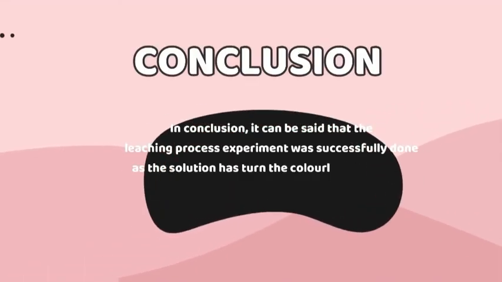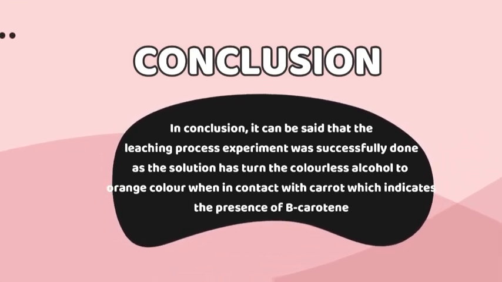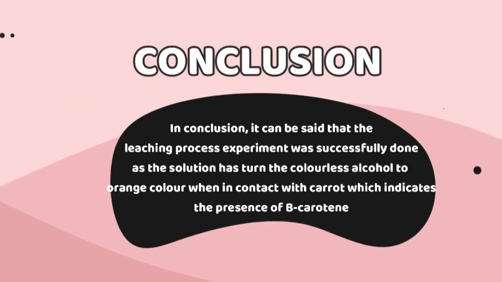Lastly, to conclude this experiment, it can be said that the leaching process experiment was successfully done as the solution has turned from the colorless alcohol to the orange color when in contact with carrot, which indicates the presence of beta-carotene.